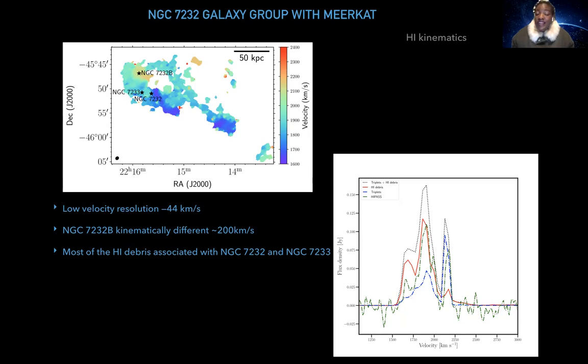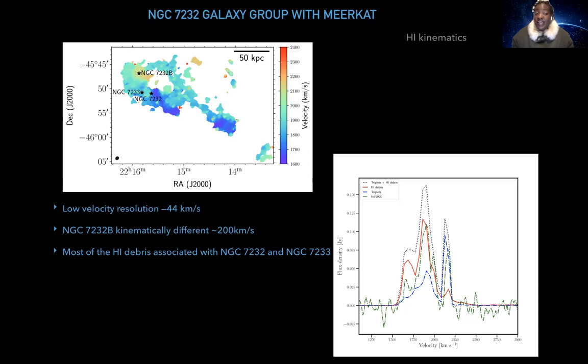It is also clear that the velocities of NGC 7233 and NGC 7232 are similar to the velocities of the newly detected H1 debris. This can be clearly seen when we look at the global profile on my right. The global profile shows the flux density as a function of velocity. The peak on my right shows NGC 7232b, and the peak on my left shows NGC 7233 and NGC 7232, and most of the H1 debris is associated with these velocities.